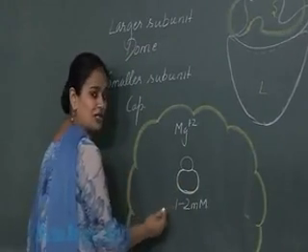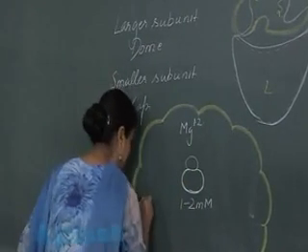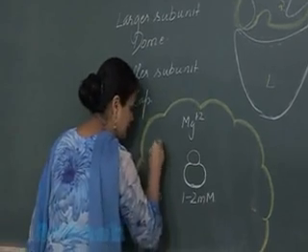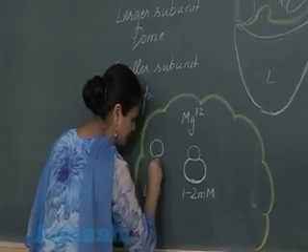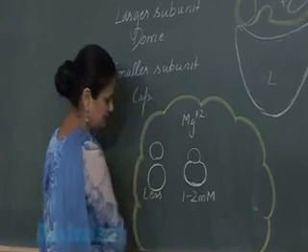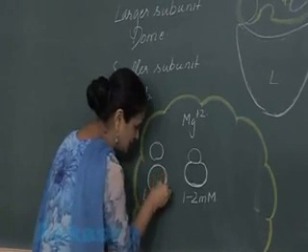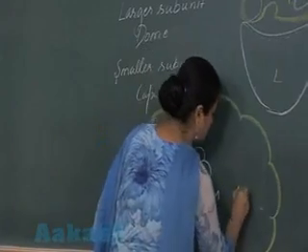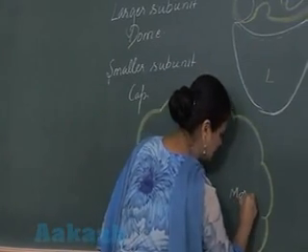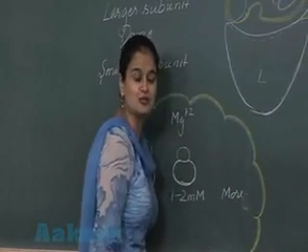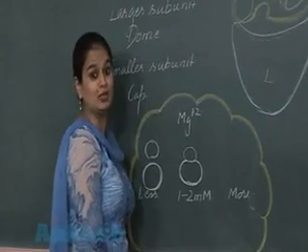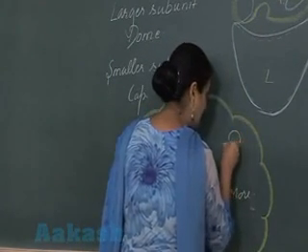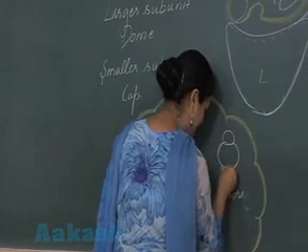If the concentration is less than this, the two subunits of the ribosomes are separated. The smaller and larger subunits are separated. And if the concentration is more than this value, if the concentration is more than 1 to 2 millimolar, now what will happen? The two ribosomes will join.